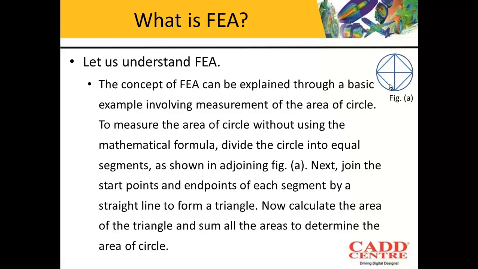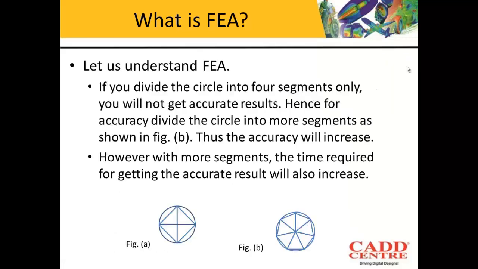So to reduce that error in my solution, we will go to the second step where now instead of 4 segments, I have divided the circle into more number of segments. Now as we have increased the segments, the area of error has now reduced. With this, we will understand that if we divide the circle into more number of segments, the accuracy will increase. But with more number of segments, the time required for calculating the solution is also increased.